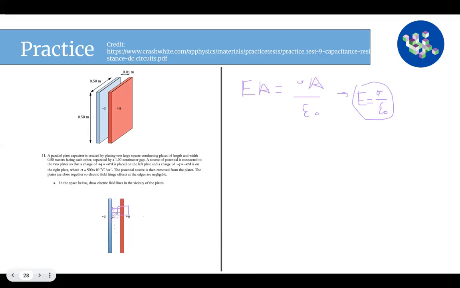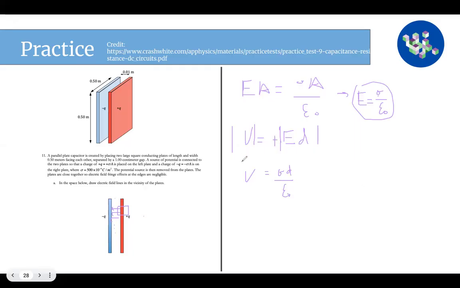Now we want to find the potential difference between the two plates. For a constant electric field, V equals negative E times D, or if I'm looking at the magnitude of the potential difference, then it's just positive ED, the absolute value. I already found E, so V would be equal to sigma D over epsilon zero.